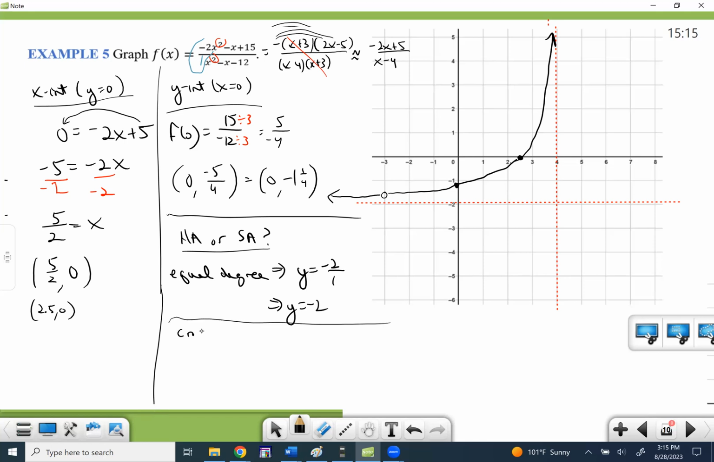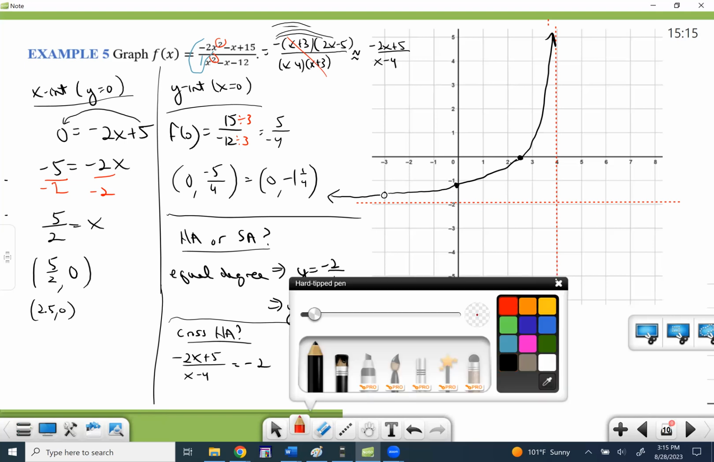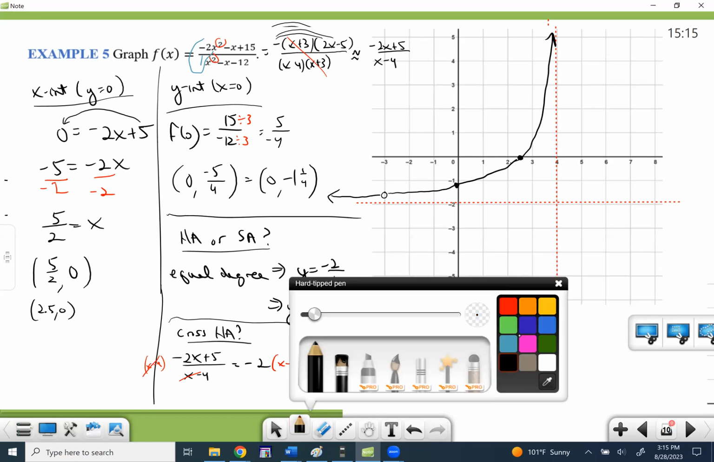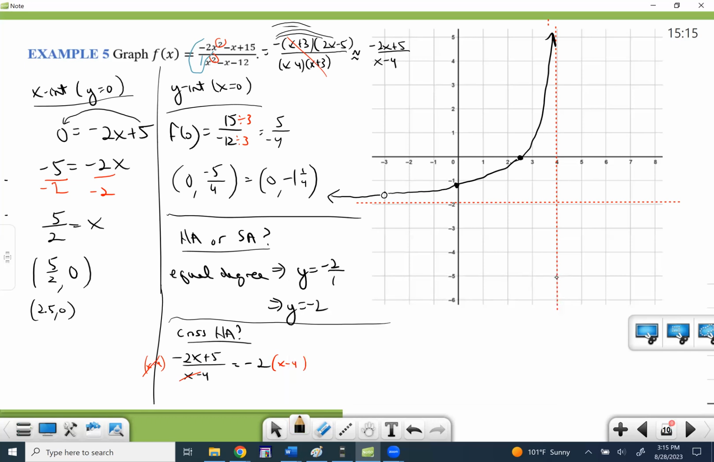So do we cross the horizontal asymptote? We're going to set the simplified version equal to the asymptote to see if we cross it. So we would have to multiply both sides by x minus 4 in order to get rid of the denominators. And so that leaves us with, I'm just gonna bring it up here to give us some space, -2x plus 5 equaling -2x plus 8.